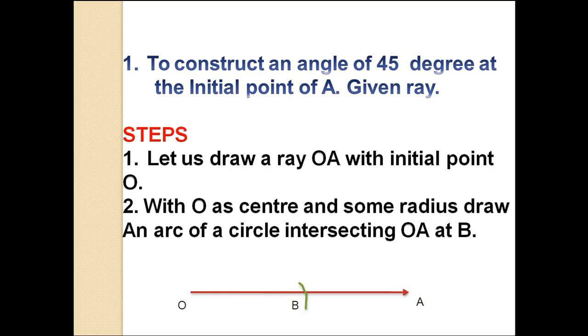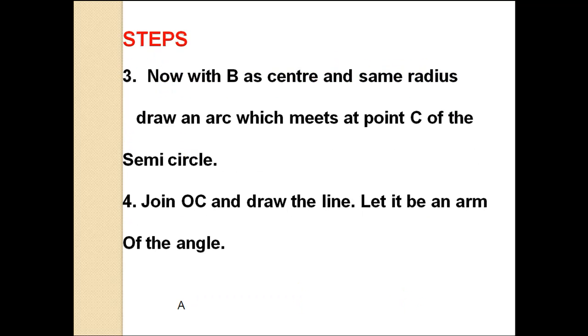Steps. Let us draw a ray OA with initial point O. With O as center and some radius, draw an arc of a circle intersecting OA at B. Now, with B as center and the same radius, draw an arc which meets the semicircle at point C.